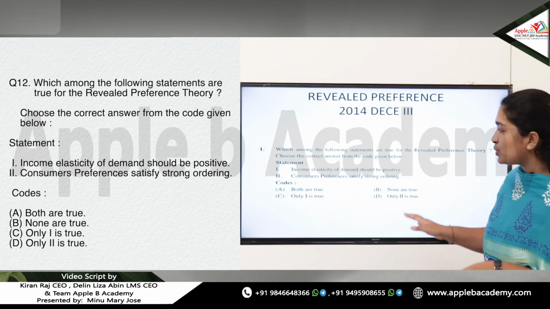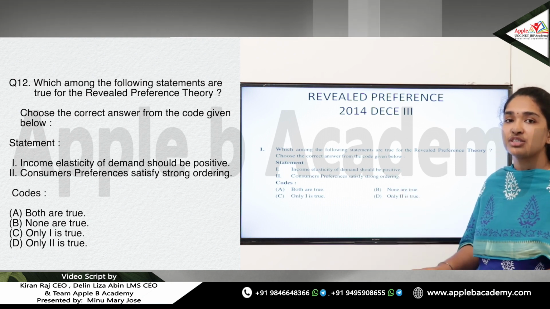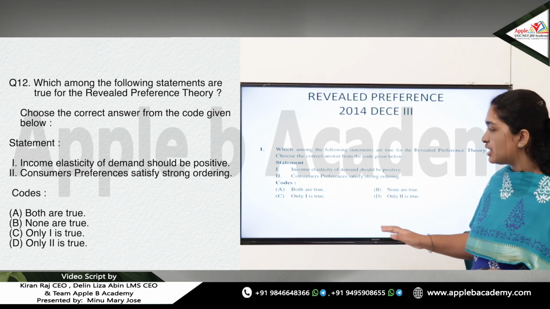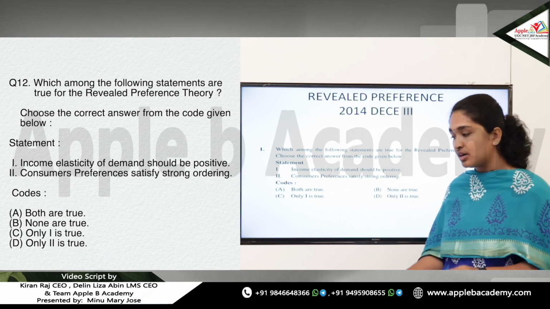Since both these statements are true and are exact assumptions of revealed preference theory as given by Samuelson, the answer would be option A, both are true.